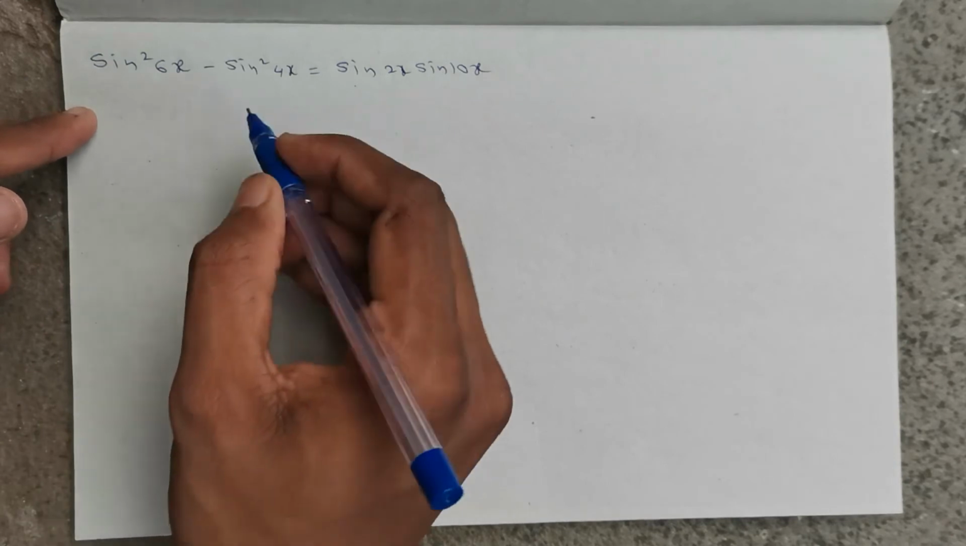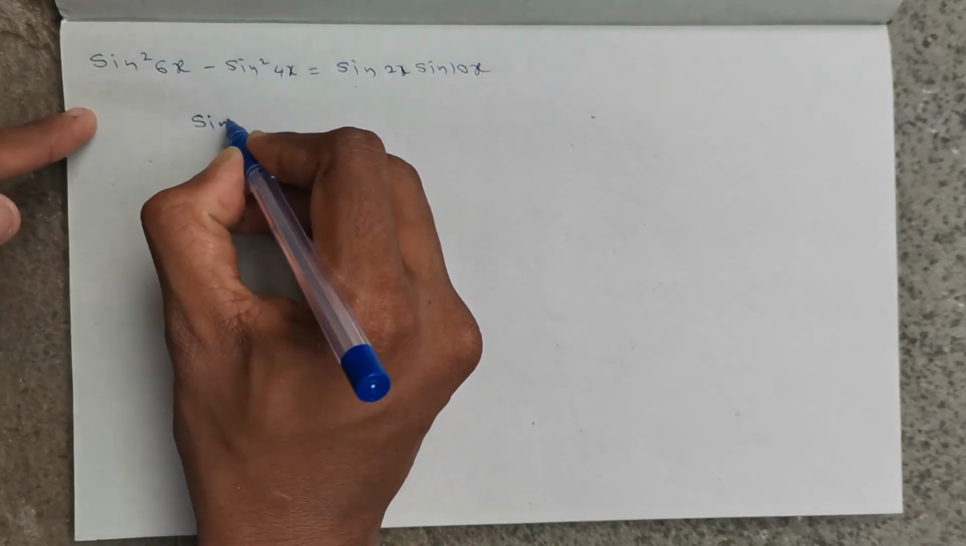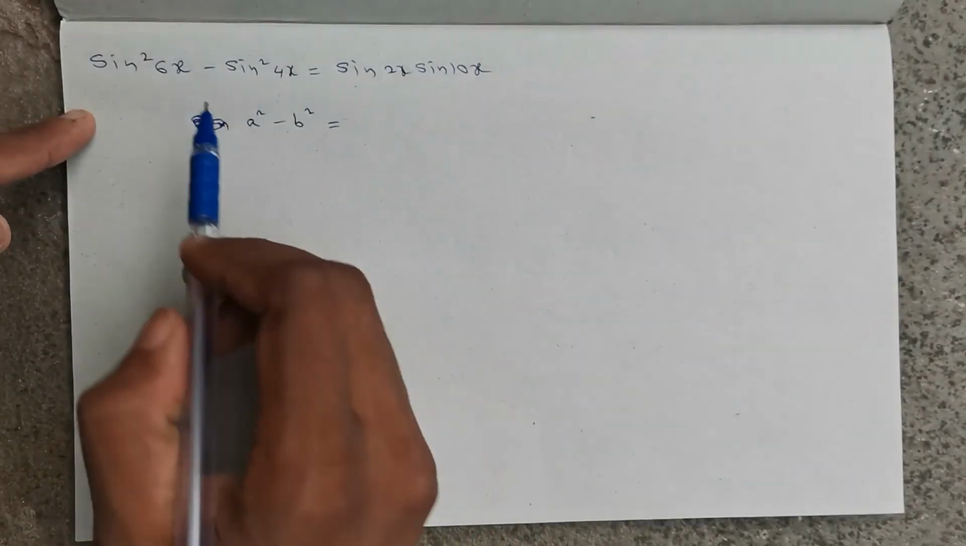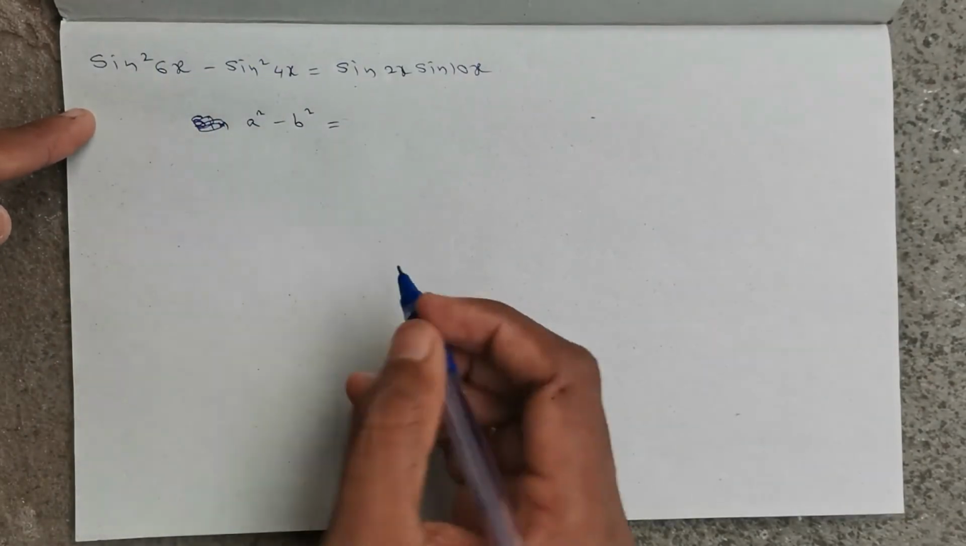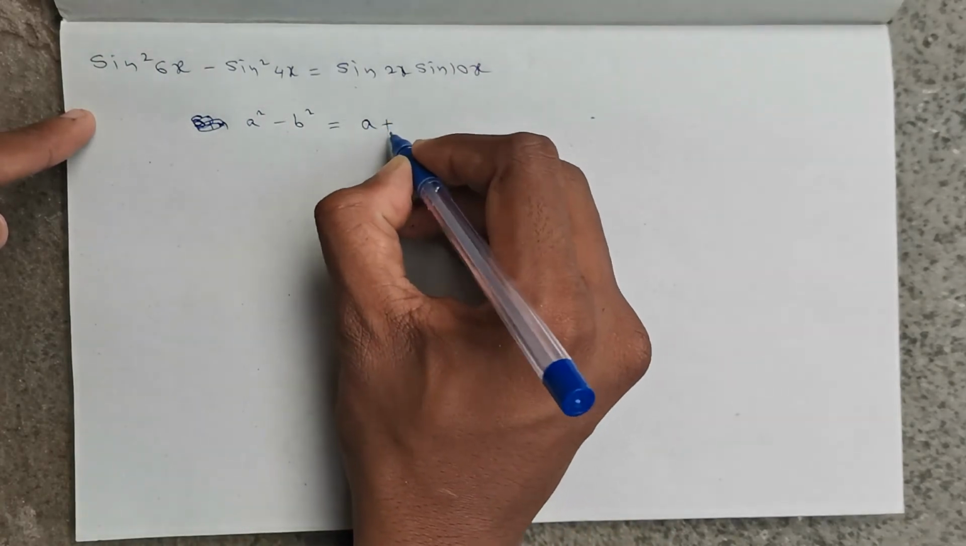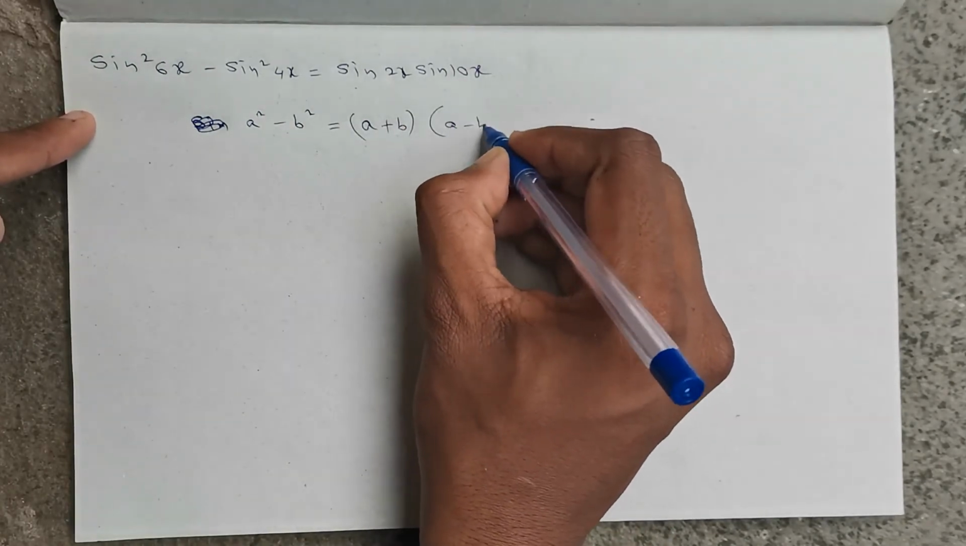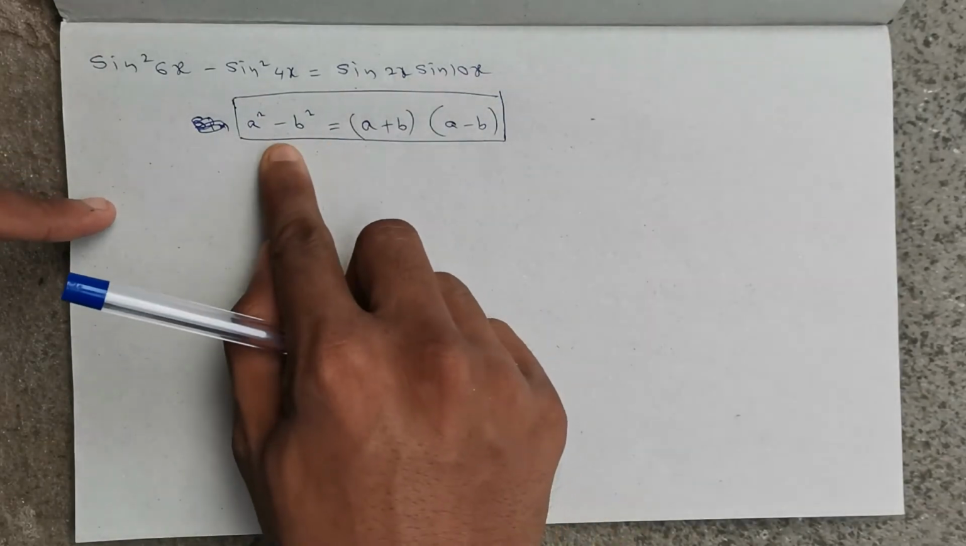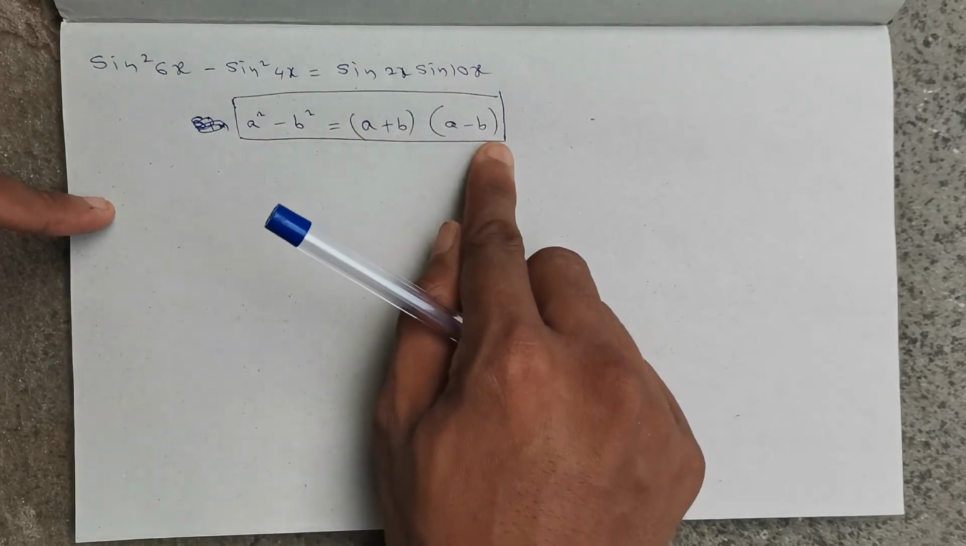Okay, the next question is, prove that sin square 6x minus sin square 4x is equal to sin 2x sin 10x. Now the given question, if you observe the LHS, it is in the form of a square minus b square, that is sin square 6x minus sin square 4x. So a square minus b square is equal to a plus b into a minus b.